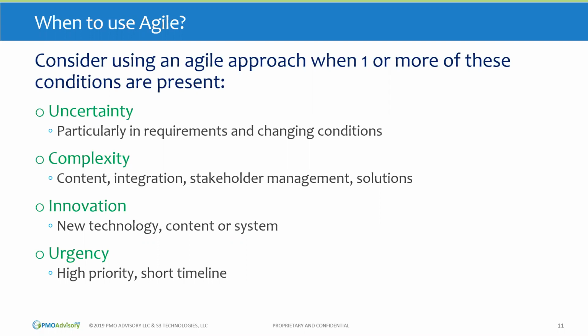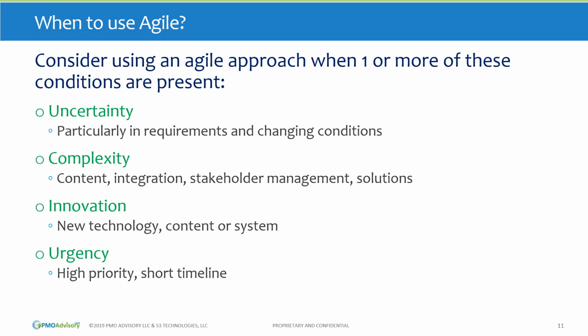Next, complexity. If our project has a high level of complexity, either in the content or the integration, like perhaps the product, service, or result for this project is integrated into some other product, service, or result, then there's an increased complexity. We can also have complexity in regards to stakeholder management. We can have complex stakeholders because of where they're located or what departments they're from, things like that. Our solution for our product, service, or result could also have a high level of complexity. So again, if one or more of these conditions are present, an Agile approach would be a good idea.